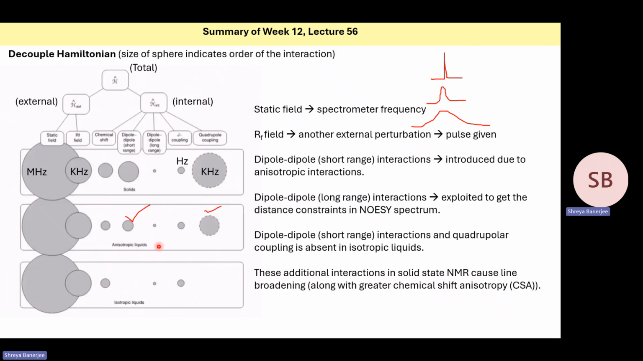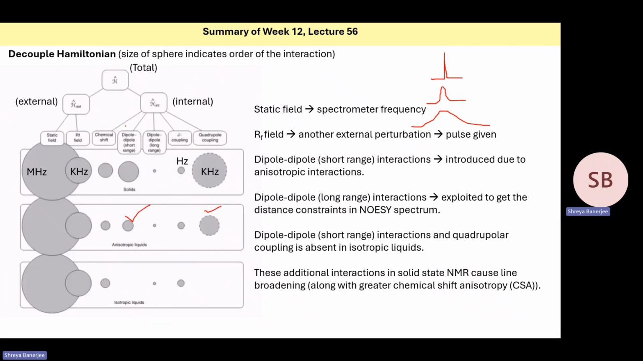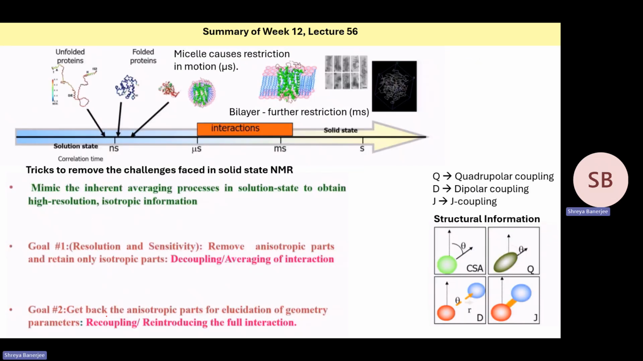So if you see in the previous slide, the anisotropic parts are the dipole-dipole short-range interaction, the quadrupolar interaction, and the chemical shift anisotropy also. If we can somehow remove them to mimic the isotropic liquid, we will be able to get this kind of sharp peak for solid state NMR also. This is called decoupling or averaging of interaction.